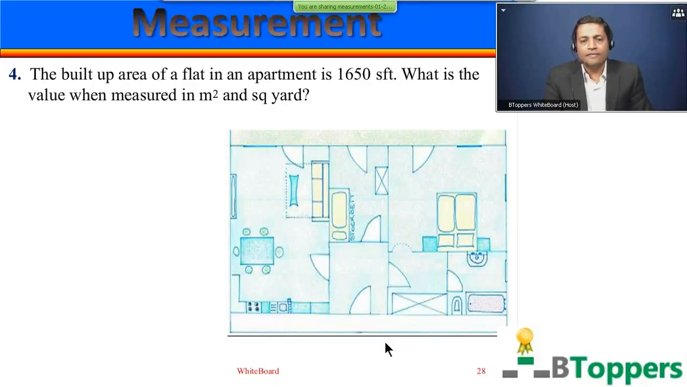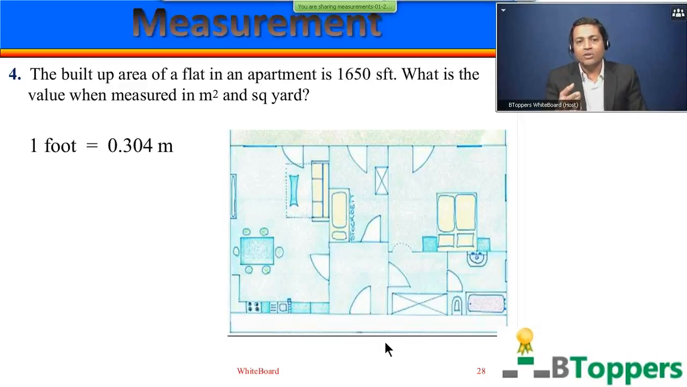The built-up area of a flat in an apartment is 1,650 square feet. What is the value when measured in meter square and in square yards? So we'll take up the first case out of that. 1 foot is equal to 0.304 meters. You need not learn it by heart. It will be given to you in the standard data.